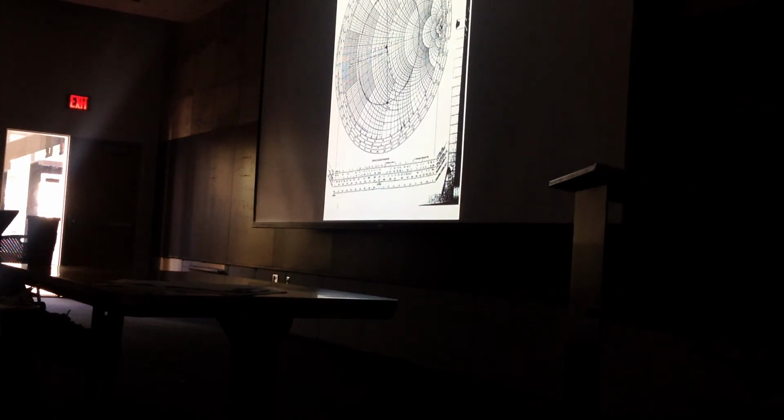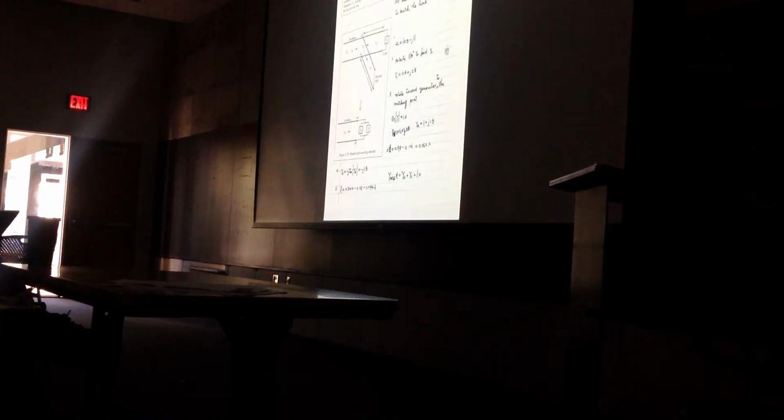So let's go back to the steps. One, you find the normalized impedance, and you rotate 180 degrees on your Smith chart to find the normalized admittance.